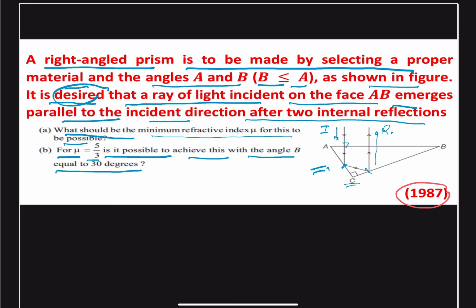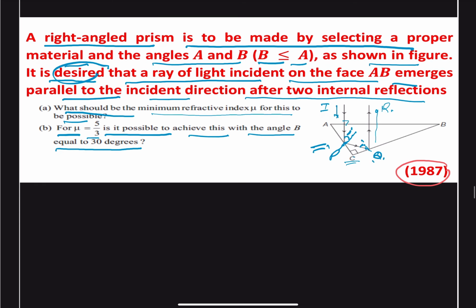Okay, so let us call this point P and this point Q, and we can draw this is our incident angle, and here also we can say that the angle of incidence is this one. So we have two angles of incidence because there are two internal reflections, and both are internal.